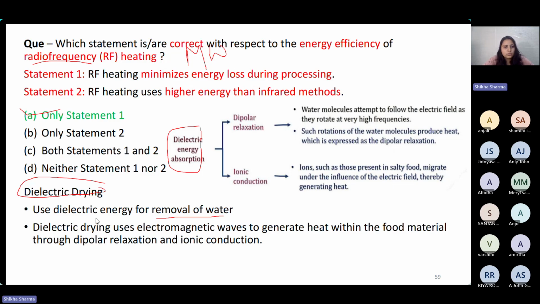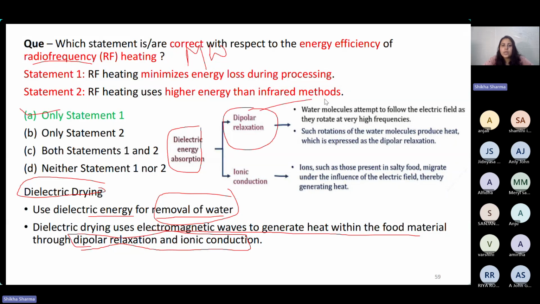So dielectric drying basically uses dielectric energy for removal of water. So what is dielectric drying? It uses electromagnetic waves to generate heat within the food material due to two mechanisms, which are dipolar relaxation and ionic conduction. So what is dipolar relaxation? It means that water molecules in the food act like a dipole when an electric field is applied, and they rotate at very high frequency.